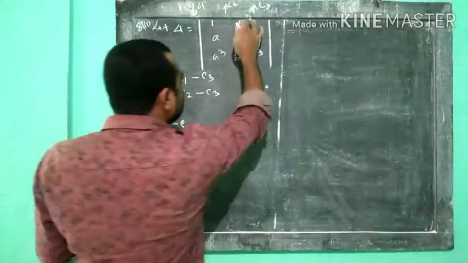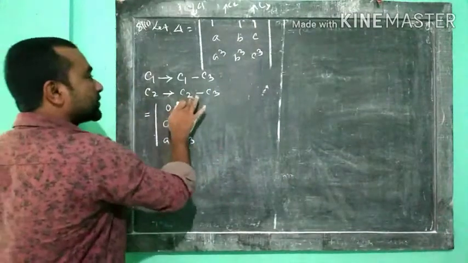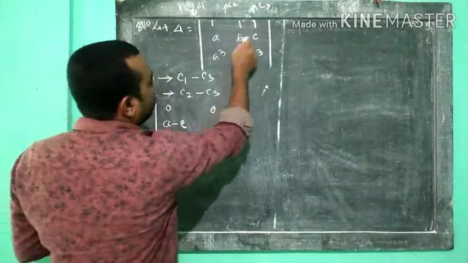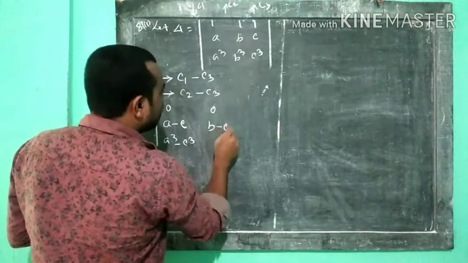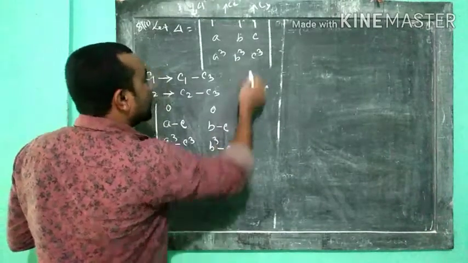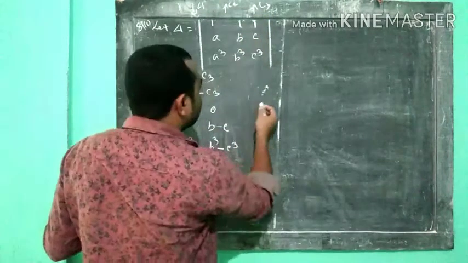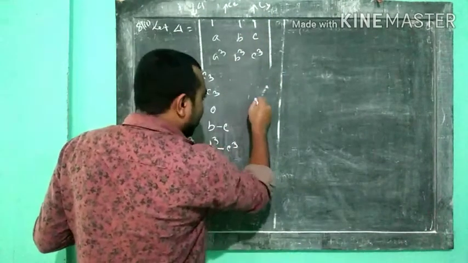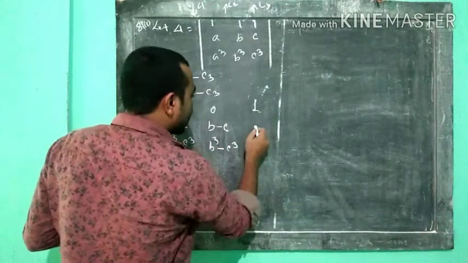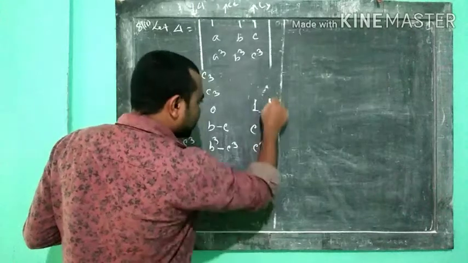So here, C2 tends to C2 minus C3. 1 minus 1 is 0. And b minus c here, and here b cube minus c cube. And the third column is the same, because we cannot do any operation on the third column. Then 1, c, and this is c cube.